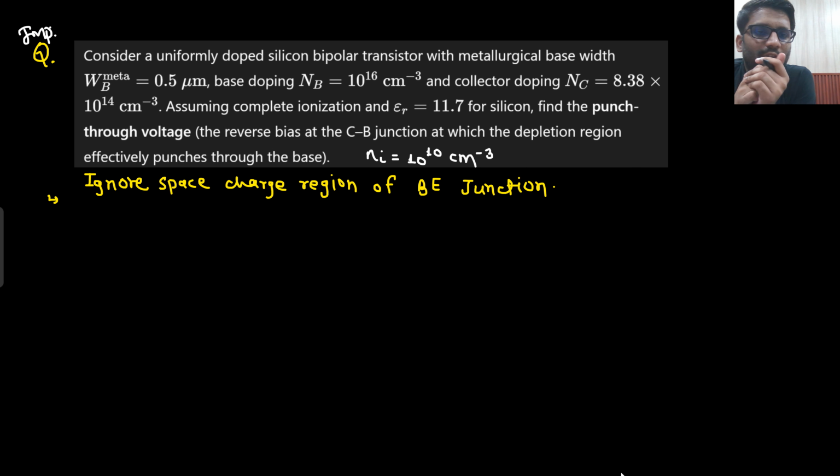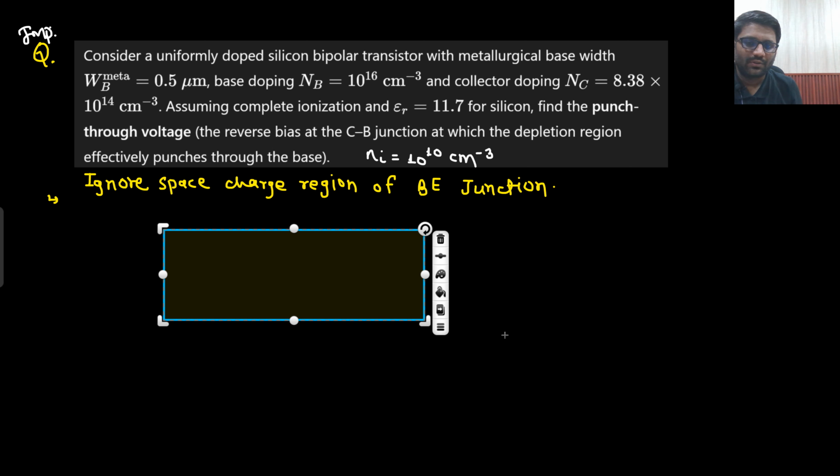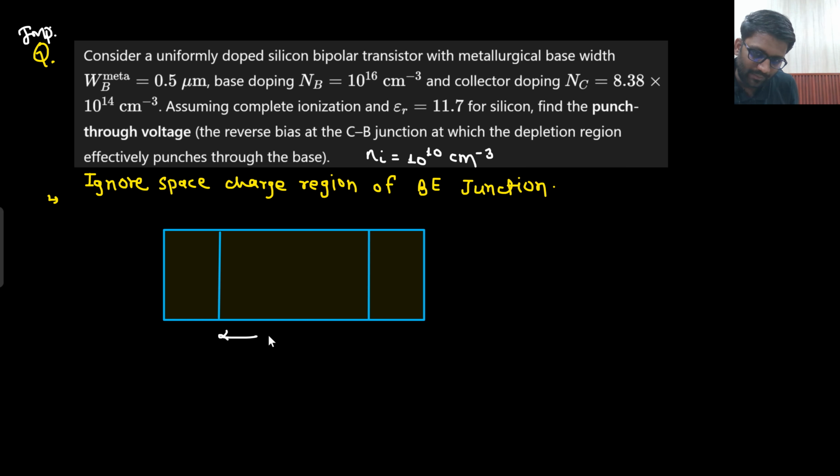I guess you will be able to solve this question. What they are saying: a uniformly doped silicon BJT, bipolar junction transistor, with the metallurgical base width is given. Although you know that, sir, base width is very small, I will make it larger just to explain this question. So base width is 0.5 micrometer. This is your metallurgical base width, not the neutral base width. So metallurgical base width is 0.5 micrometer and the base doping is also given, that is 10 to the power 16.